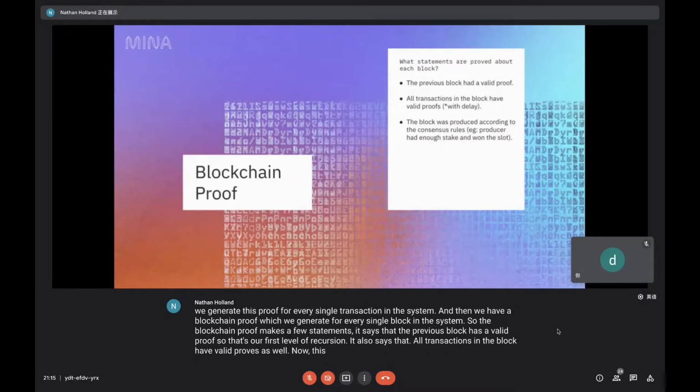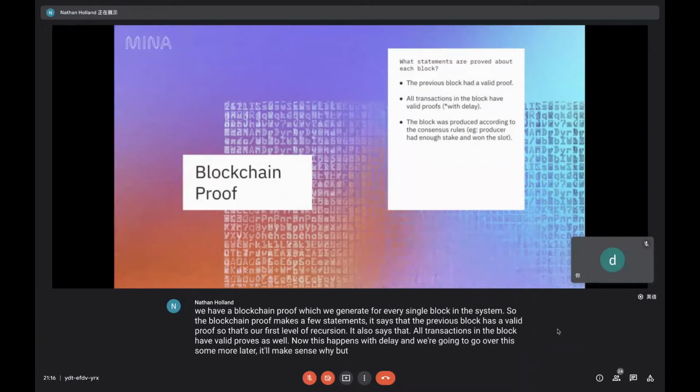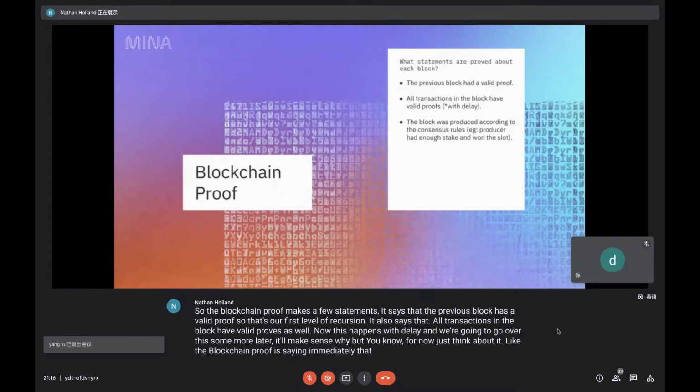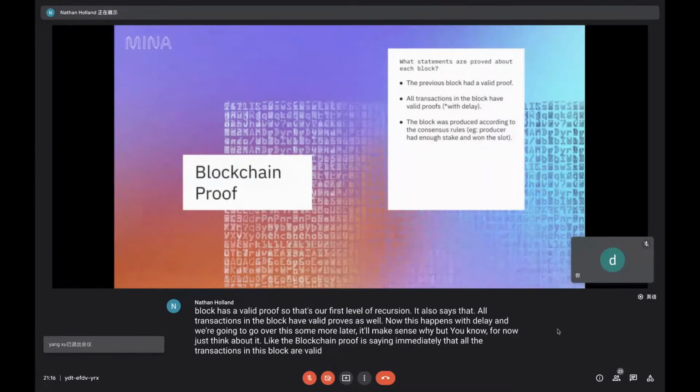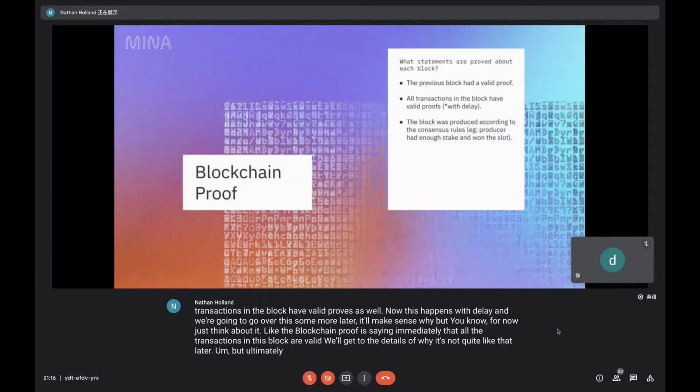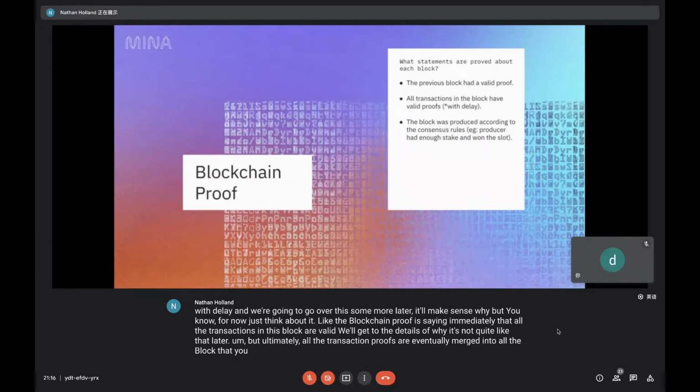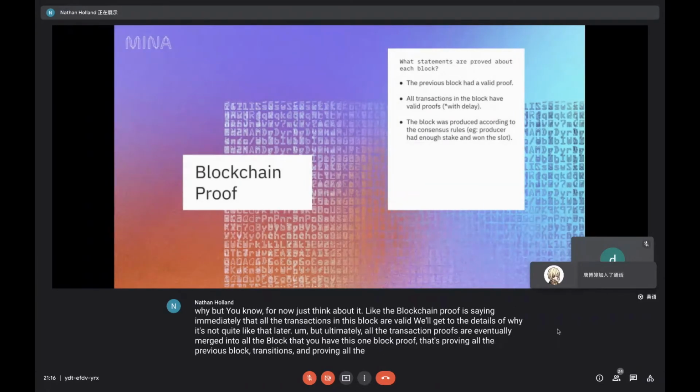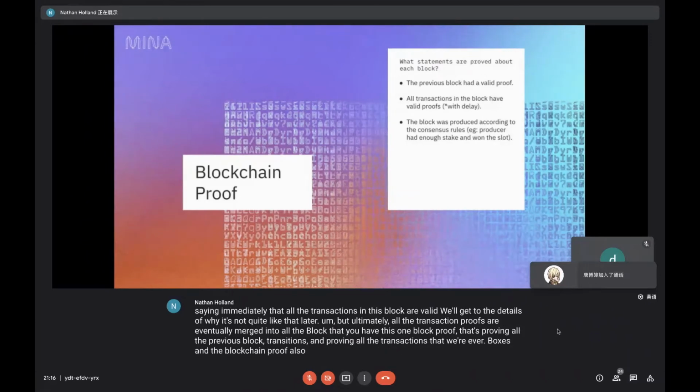Now, this happens with delay, and we're going to go over this some more later. It'll make sense why. But for now, just think about it like the blockchain proof is saying immediately that all the transactions in this block are valid. We'll get to the details of why it's not quite like that later. But ultimately, all the transaction proofs are eventually merged into all of the block proofs, so that you have this one block proof that's proving all the previous block transitions and proving all the transactions that were ever in the blocks as well. And the blockchain proof also states that the block was produced correctly according to the consensus rules.